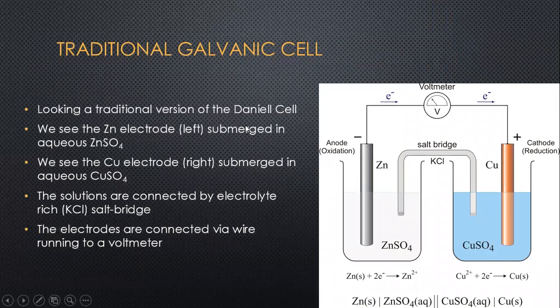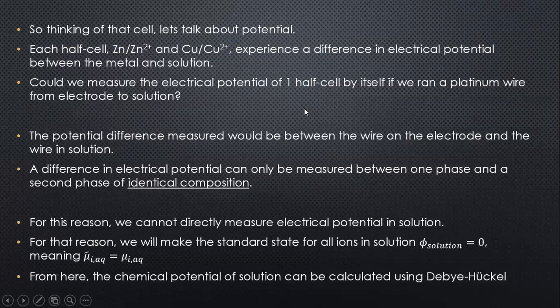Now, looking at the traditional version of the Daniell cell, we see the zinc electrode submerged in zinc solution, the copper electrode submerged in copper solution, a salt-rich KCl bridge, and an electrode running through there with a voltmeter, so we can read the chemical potential between the two. We write the anode on the left, the cathode on the right. Okay, so let's think of that cell.